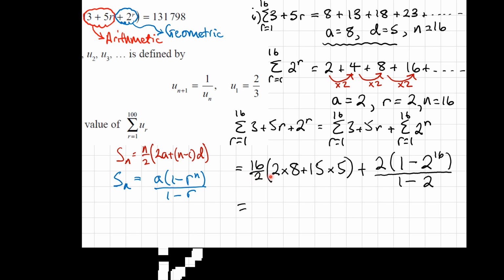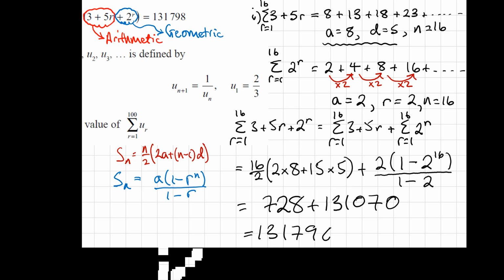So let's work out what we get for each part of that. The sum of my arithmetic is 728, and the sum of my geometric is 131,070. So we'll add those two together and we get 131,798 as required.